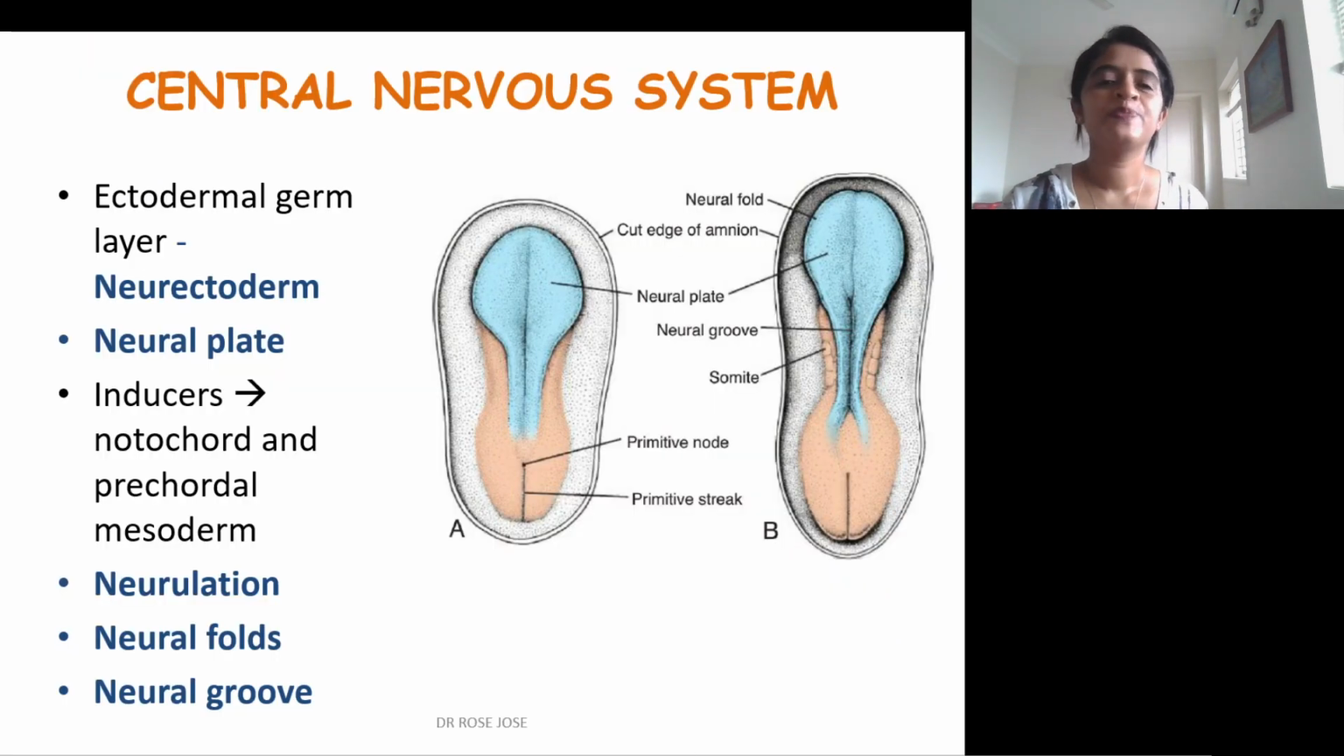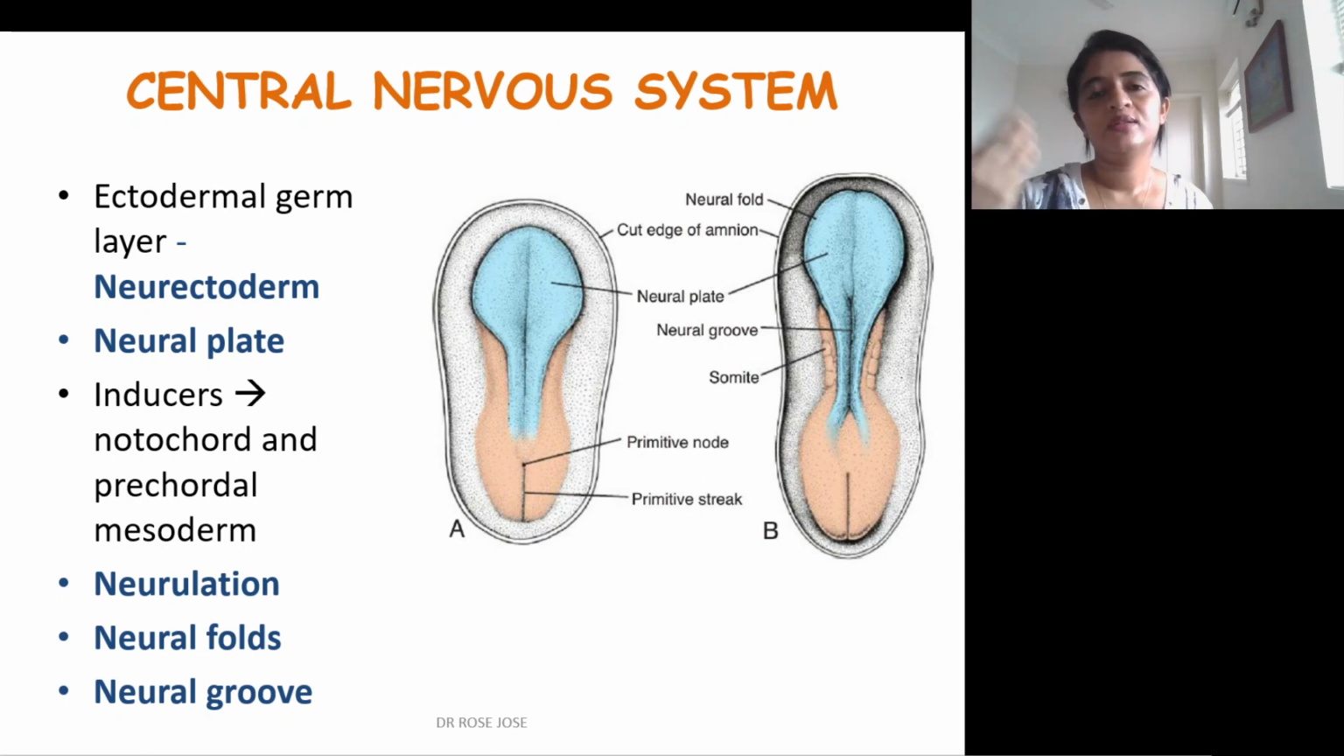So let's begin. We know that the central nervous system is mainly ectodermal in origin. That is the part of the ectoderm which is getting redefined as the neuroectoderm, that will be giving rise to the neural plate, and the major inducers for this transformation are the notochord and the precaudal mesoderm. And after that we have the neurulation process, whereby the neural plate will form the neural folds, the neural groove, and then finally the neural tube.